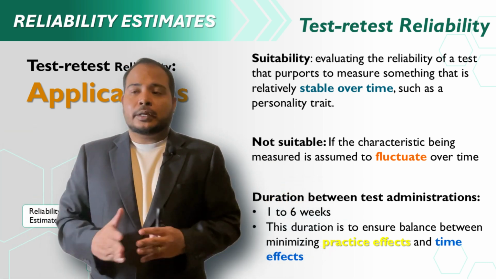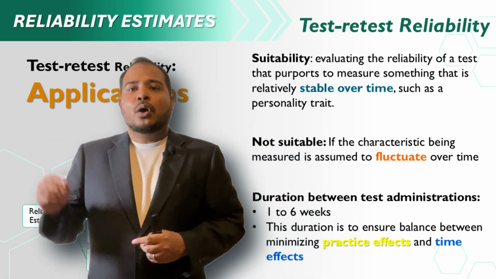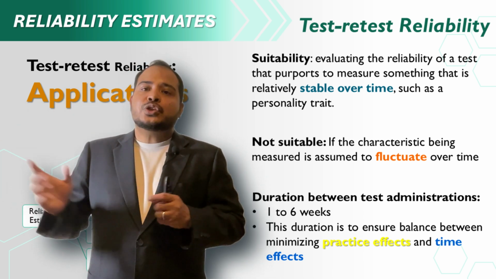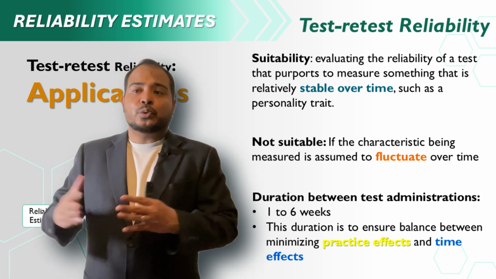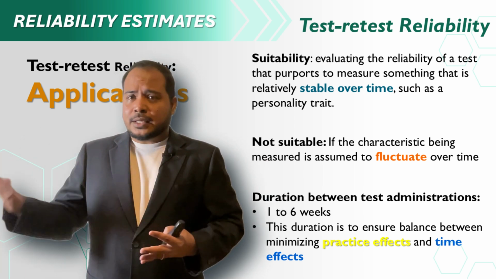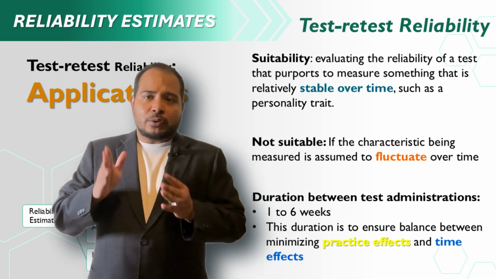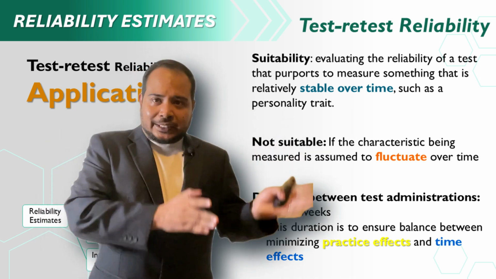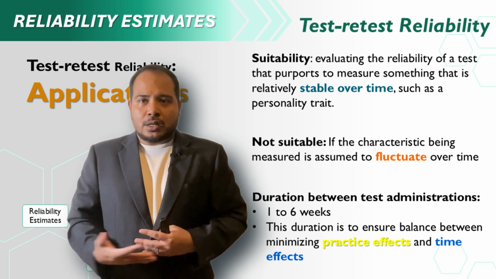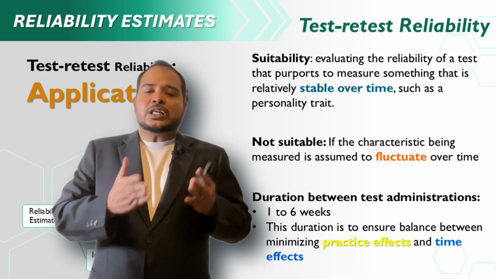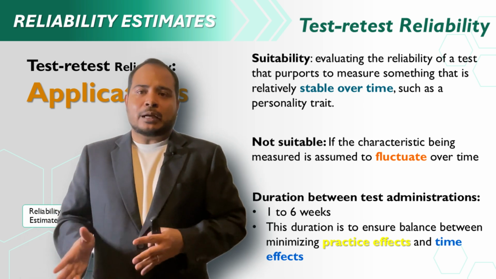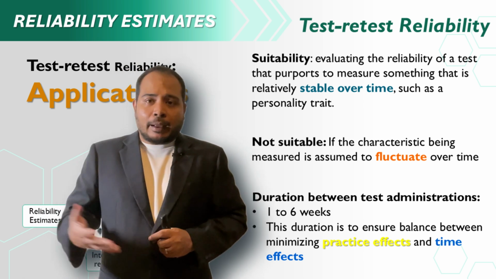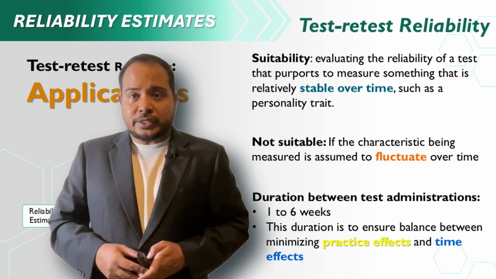So too long between the first and the second administration will also impact the answers of our respondents. So in this case, we should not make it too long to wait. The duration should not be too long, 1 year, 6 months, for example. So in order for us to balance out the issues of practice effects and time effects, psychologists recommended that we conduct the first and the second test administration between 1 to 6 weeks. I can see that quite a number of researchers suggested between 2 to 4 weeks as well.